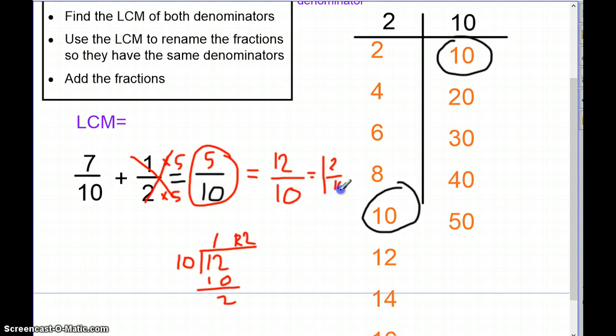Okay, you could simplify that even more and make that into 1 and 1/5. Wow. More steps than you thought, right? But that's the official correct answer, 1 and 1/5.